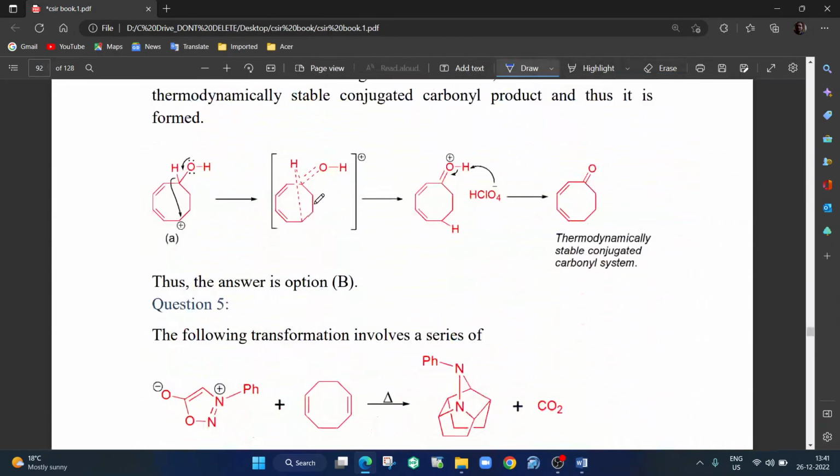A 5 member ring is kinetically quite favorable, not as favorable as a 3 member ring, but still quite favorable. You can see here this is 1, this is 2, this is 3, this is 4, this is 5. A 5 member ring is kinetically quite favorable, thermodynamically also very favorable. Now this comes and the hydride shift occurs here, you get positive charge here. Now you are getting a conjugated system, and therefore the answer is option number B.